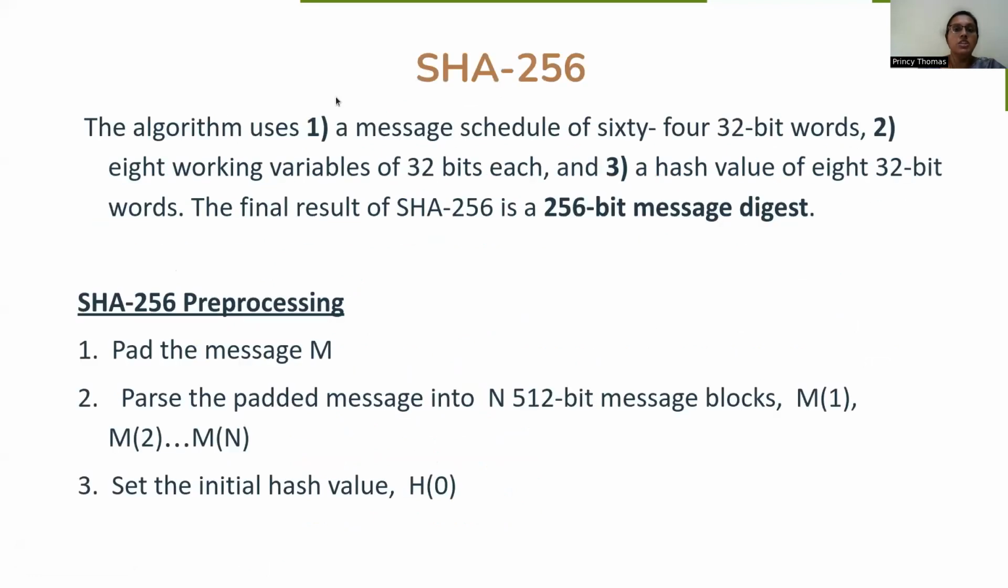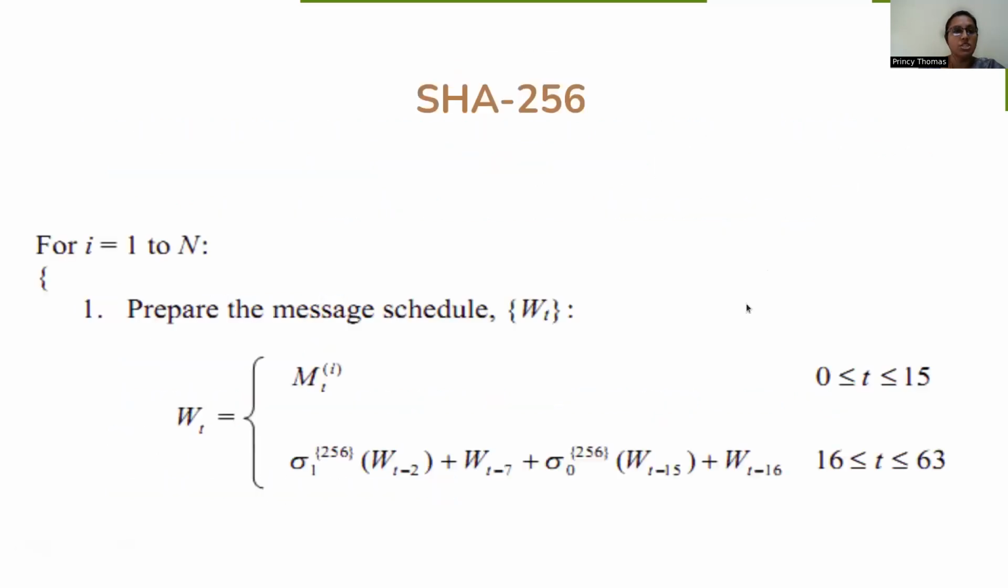Again, in SHA-256, the message schedule is of 64 32-bit words, 8 working variables, 8 initial hash values, and the final result is, not earlier it was 160 bits, now it is a 256-bit message digest. This is essentially the same. The pre-processing steps are essentially the same. So if you look over here, the only difference is first we prepare the message.